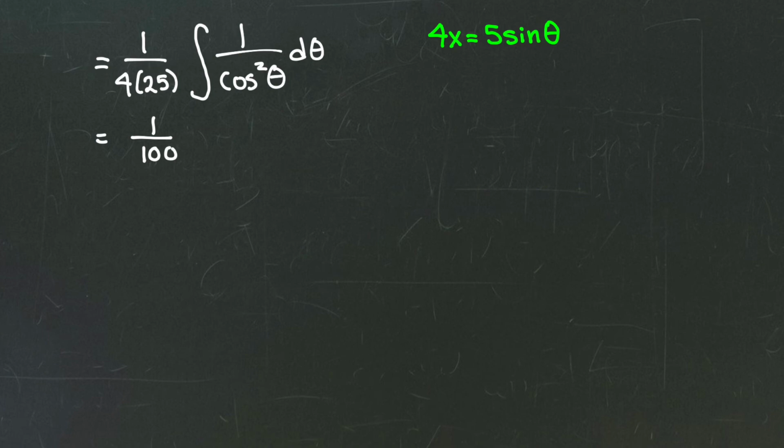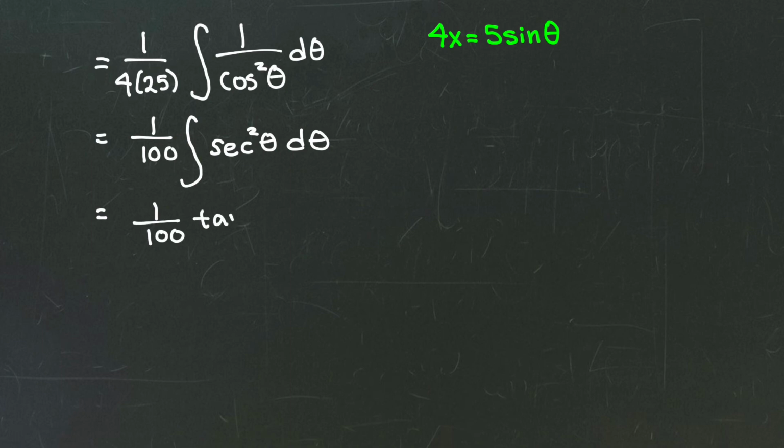1 over cosine is secant, right? And so what is 1 over cosine squared? That's just secant squared. And this is one of those things that we have memorized, right? The antiderivative of secant squared is just tangent, right? Antiderivative of secant squared is tangent. And so this is simply 1/100 tan theta plus c as our final answer. I mean, it can't get more beautiful than that, right?